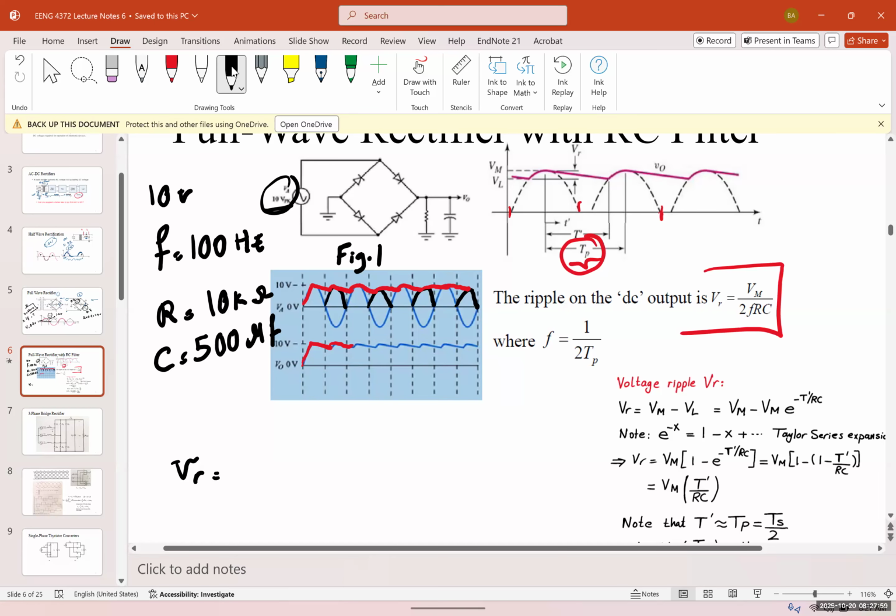So this is part A. I want to solve it also for part B. Everything is the same. I just want to change C to 50 microfarads. So one, solve it for 500 and then solve it for 50 microfarads.